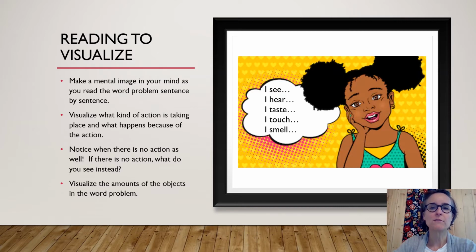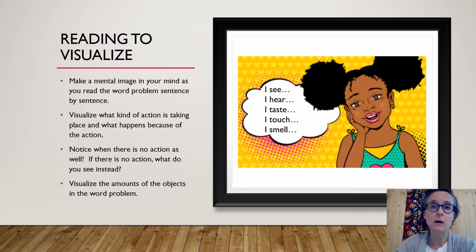When we read to visualize, we're doing the same work that we do when we're reading a book or any other kind of text. But we're doing some specific thinking about how what we visualize is going to help us draw a tape diagram and then use that tape diagram to figure out what we need to do to solve the problem. Please remember that when you read to visualize, you make a mental image in your mind as you read the word problem sentence by sentence.